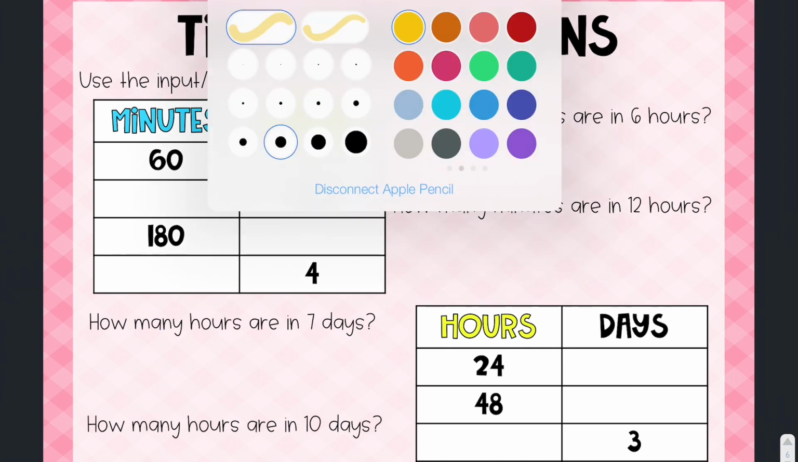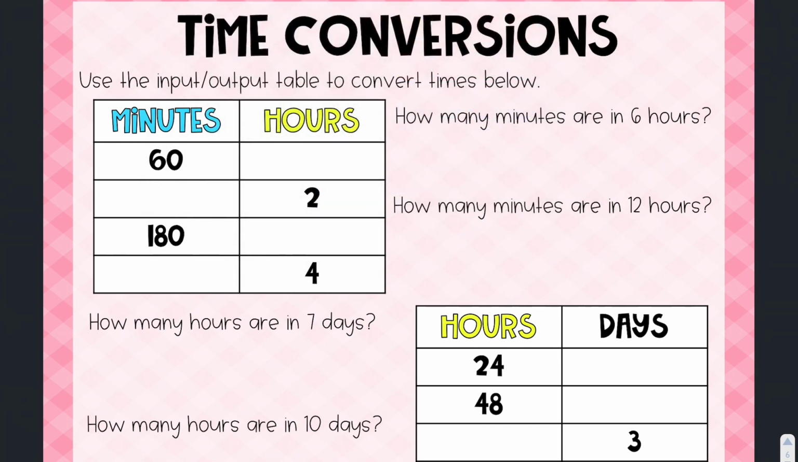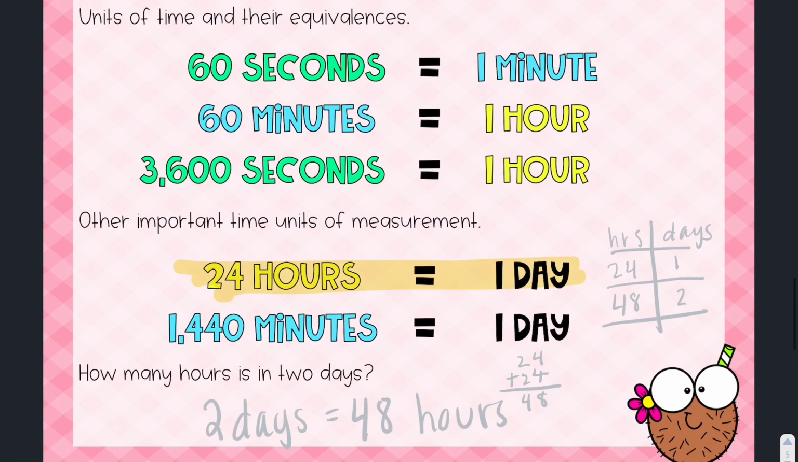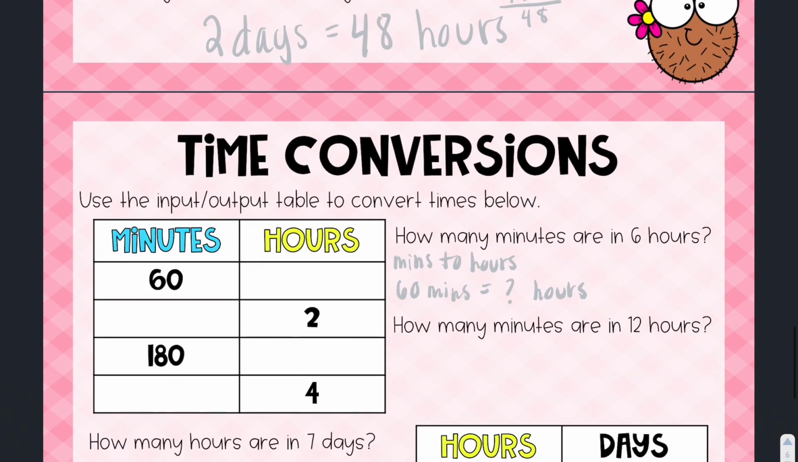These charts should look familiar to you. They are input-output tables, but this time we're going to use the measurement of time. So in my first chart, I can see that the 2 units I'm using are minutes and hours. So I'm going from minutes to hours, so I need to determine if I have 60 minutes, how many hours do I have? This might be something that you already know, but if not, you can look at your chart in the previous slide, and I can see that 60 minutes is equivalent to 1 hour.